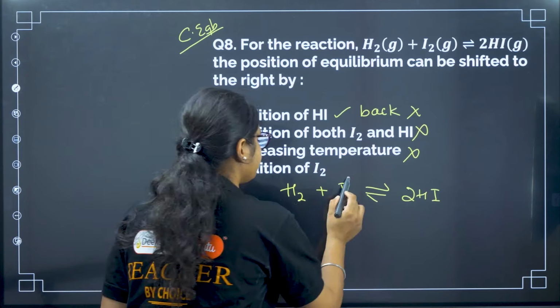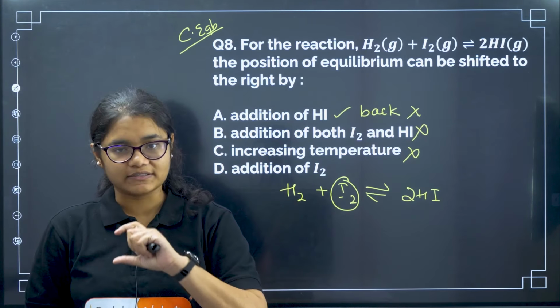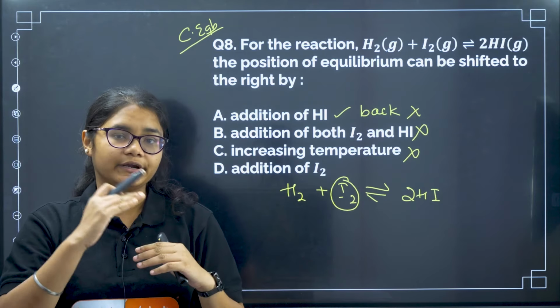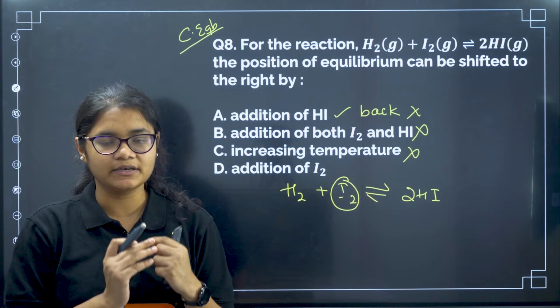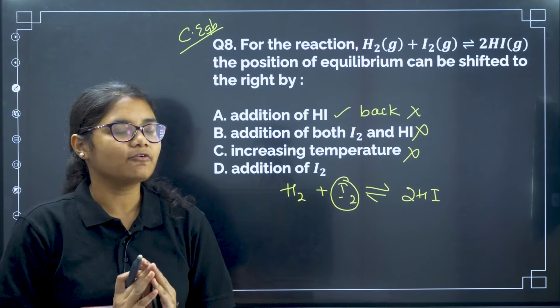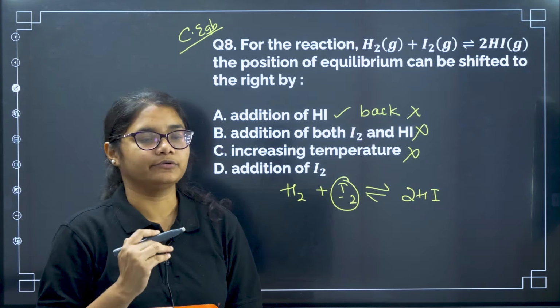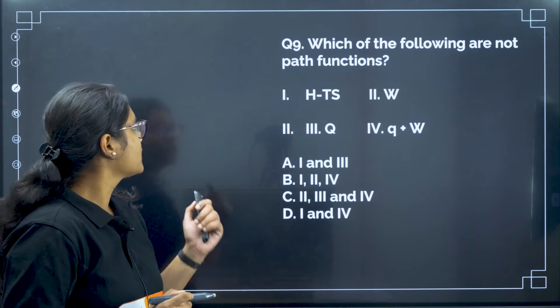But you see, addition of I2. If we add I2, the concentration of the reactant is increasing. So the reaction will try to reduce the concentration of the reactant, and the equilibrium will shift in the forward direction to reduce the effect of the change that has been introduced. So the correct answer for this question will be option number D.